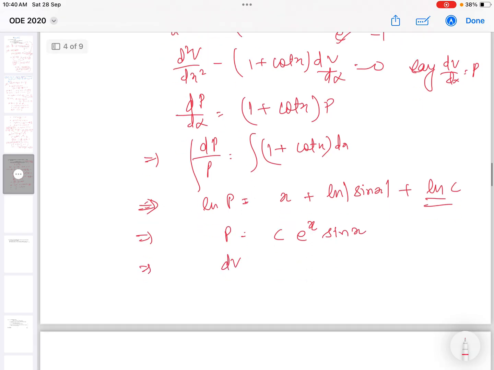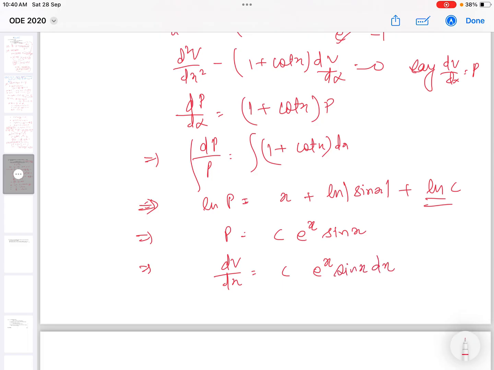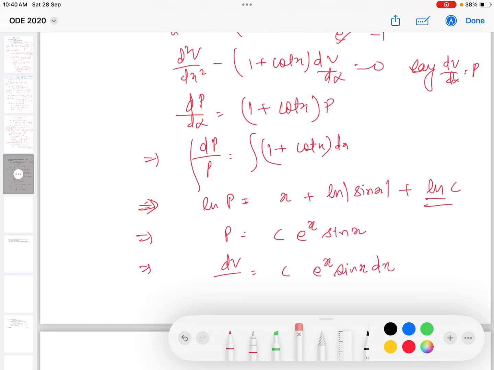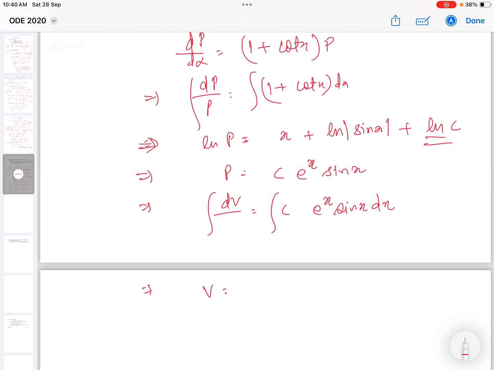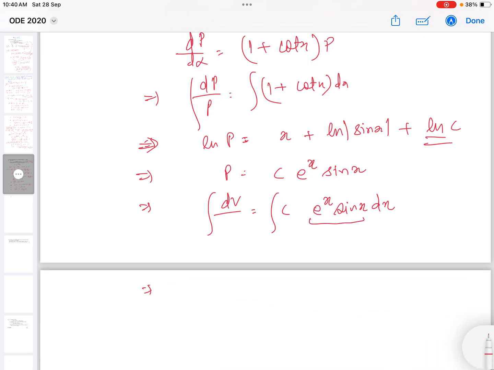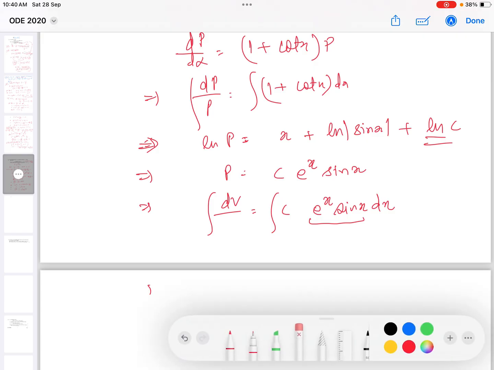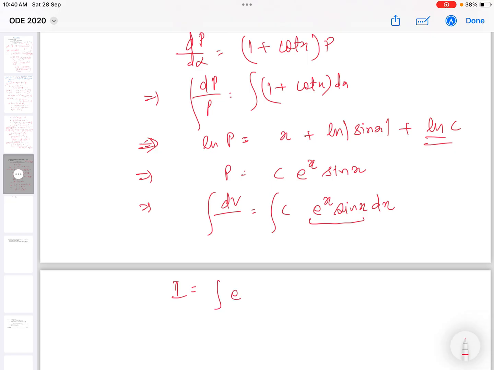So dv by dx is nothing but c e raised to the power x sin x dx. We took the dx there. Now we'll be integrating this. See how we will be integrating this. Whenever such type of expressions come into integration, you do a separate kind of calculation. See what I'm doing. Take I as the integration of e raised to the power x sin x dx.